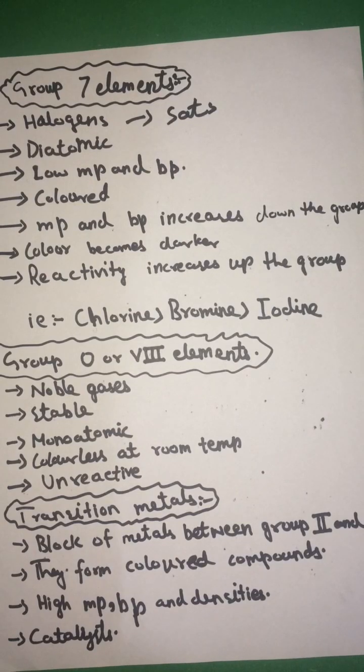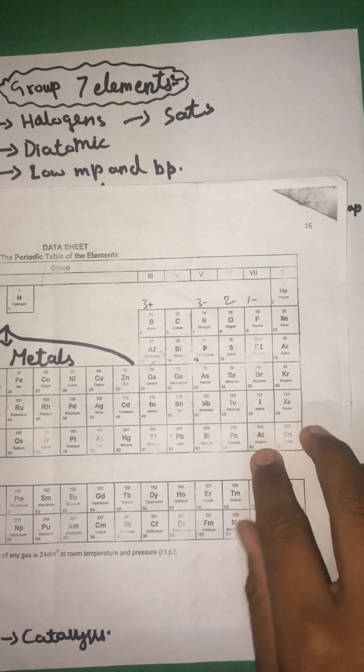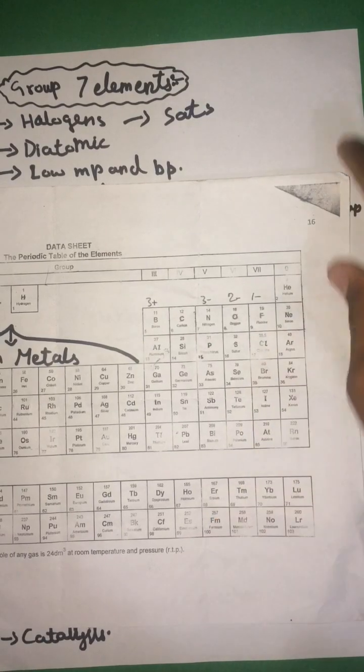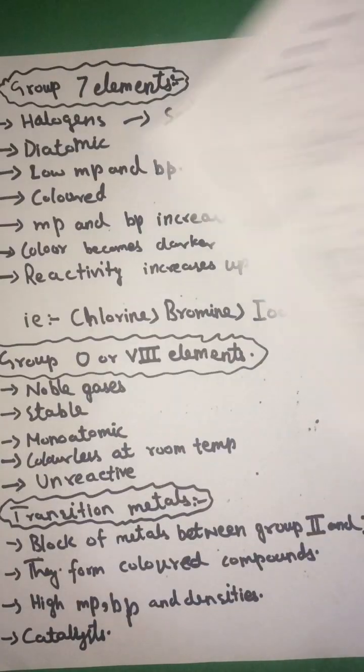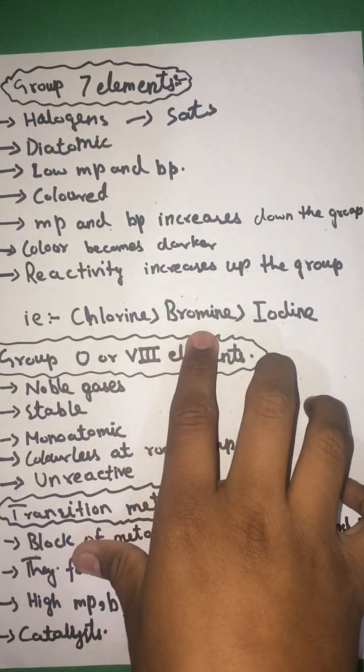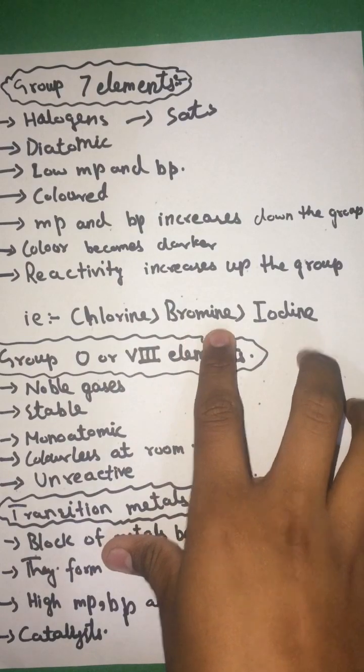Their melting and boiling point increases down the group same as in the group 1. Their color becomes darker when going down the group and their reactivity increases up the group. As in the group 1, their reactivity decreases up the group. Here the reactivity increases up the group. Let me explain to you. For example, we have astatine. This is the least reactive element in the group 7, while the chlorine is more reactive than astatine. I have written here the same.